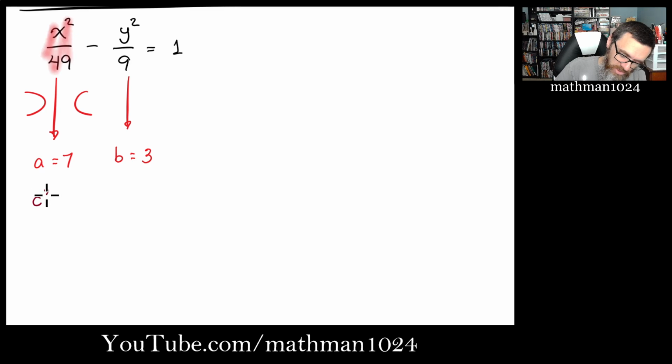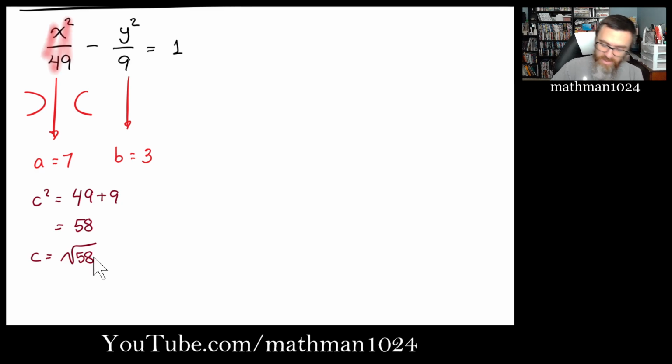And while we're here, let's go ahead and talk about what the c value is. All right, so c squared is supposed to be the sum of these guys. So that's going to be 49 plus 9, and we get 58. So that means that c equals the square root of 58. Okay, we've got that stuff off to the side. Now let's answer all the questions that we can about this particular equation.